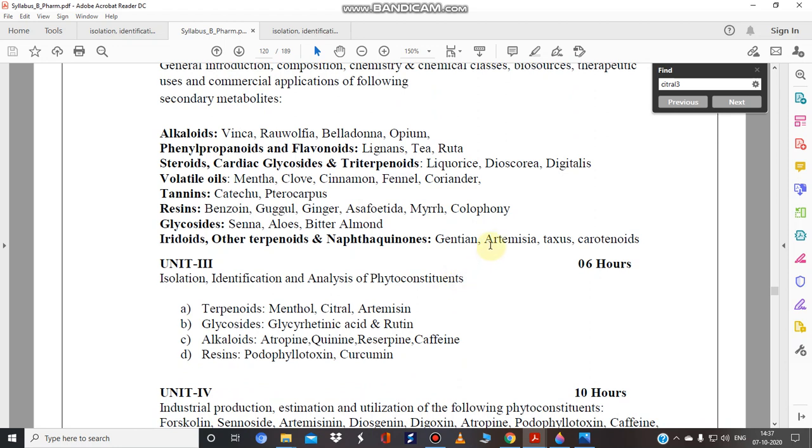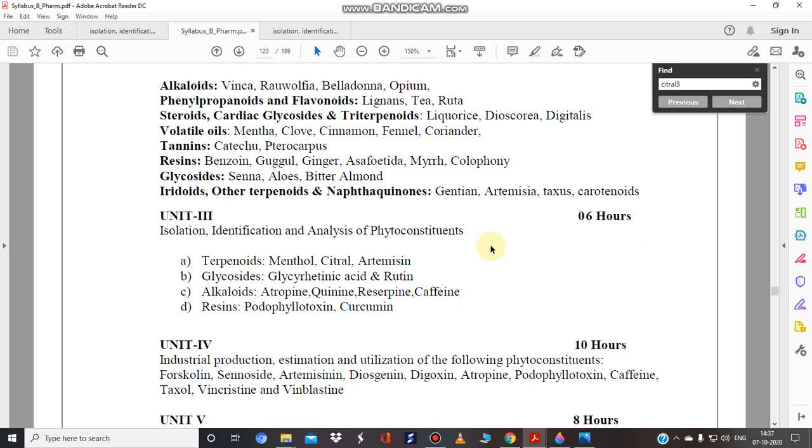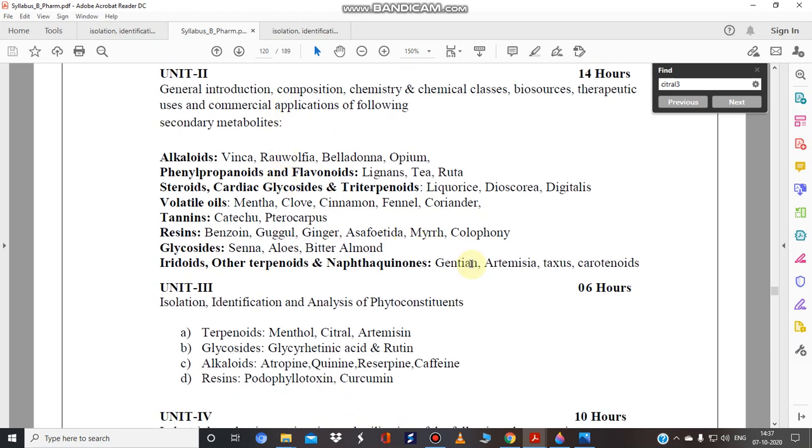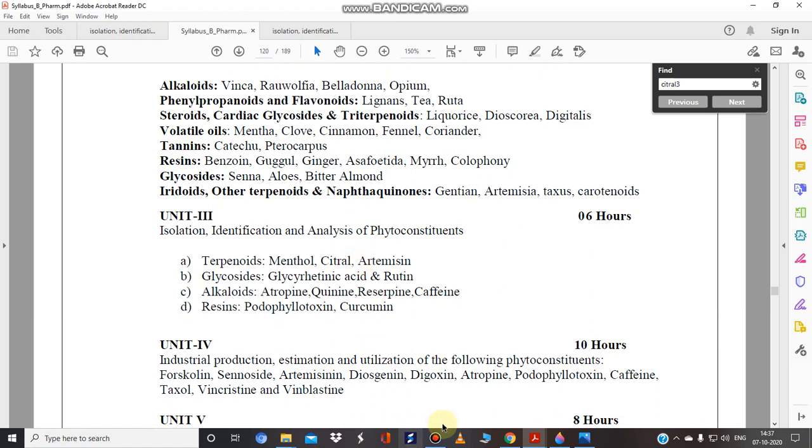That plant is known by the name of Artemisia. Artemisia annua and Artemisia maritima are there, also known as Santonica or wormwood, a very commonly found plant in areas of Europe and also found in India. So I request you to go through the video of unit number 2, in which this plant, Artemisia, is mentioned, and then watch this video.